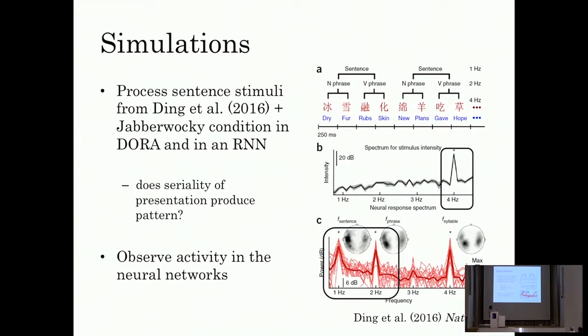Or is something, for example, like the seriality of presentation sufficient? So just presenting the stimuli every 250 milliseconds, is that enough to give you the pattern? That's a way for us to ask whether this is, through inductive inference, a candidate mechanism, and also to rule out another account for how we might get the signal and the output.